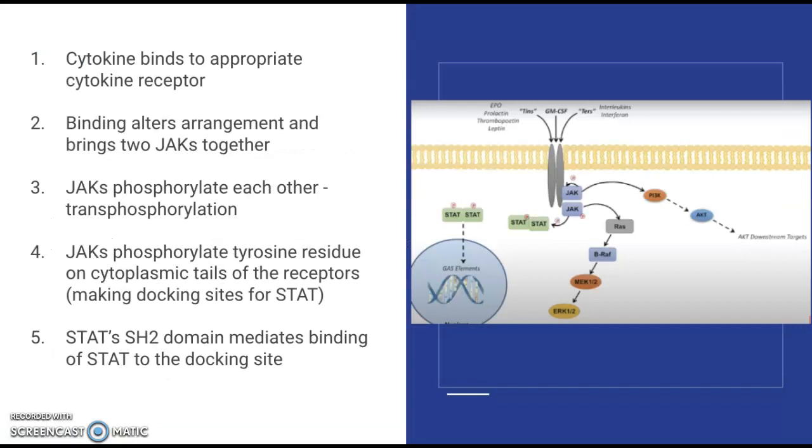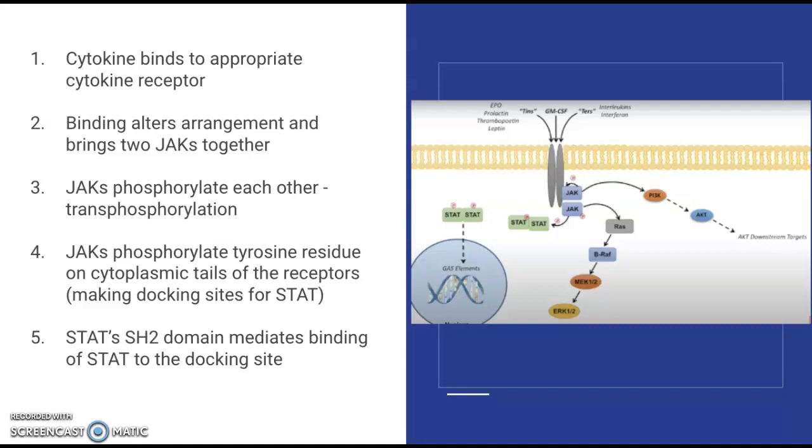Okay, so now we can go through the pathway. The pathway starts when a cytokine binds to its corresponding cytokine receptor. And the receptor, as previously mentioned, is already a dimer or a trimer, but the binding brings them a little bit closer together so that the JAKs are closer together, and they undergo self-phosphorylation, or they'll phosphorylate each other, and that's usually called transphosphorylation. After they phosphorylate each other, both of those kinases are now active, and they will in turn phosphorylate the tyrosine residue on the cytoplasmic tail of the receptors. This phosphorylation event essentially makes a docking site for STAT to come in and bind to. And so when those tyrosine residues on the receptor are phosphorylated, STAT is recruited, and STAT's SH2 domain mediates the binding of STAT to that docking site.